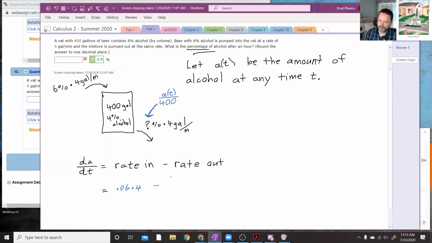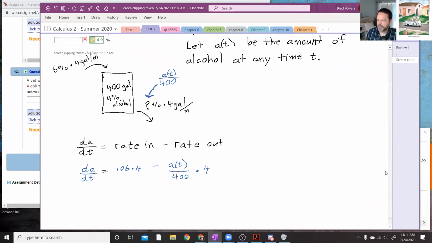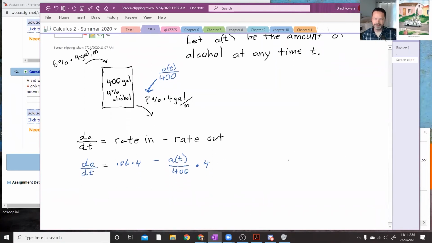Times, again, 4 gallons. So this is going to be A of t, or just A, over 400 times 4. And there's our expression for finding the amount of alcohol at any time. There's our differential equation.